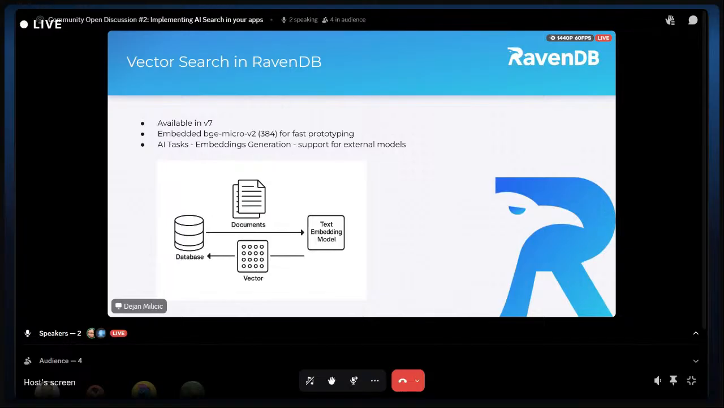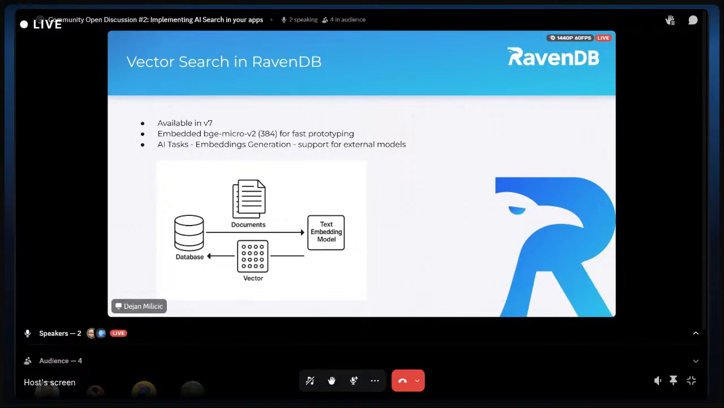So when it comes to vector embeddings, the situation is pretty much consistent with other ways of searching for data. RavenDB is still capable of automating lots of heavy work. Lots of heavy lifting will be automated. We try to encapsulate as much complexity as we could. So for starters, as you will see in a few moments, RavenDB comes with one small text embedding model embedded. This is BGE Micro V2, and it produces 384-dimensional vectors.